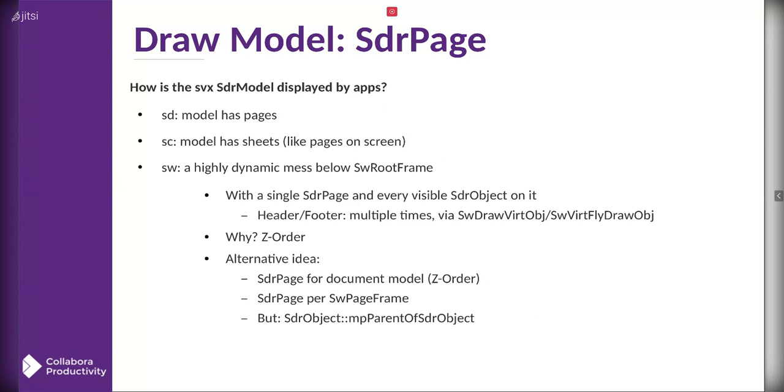Because there have been some complaints about this in the past, there might be an idea how we could do it differently. The idea would be that we could have a single draw page that is only used by the document model. It does not contain virtual objects or anything like that. And the only purpose of this is to maintain the Z order. And then in addition to that, we could have one SDR page for every page frame.